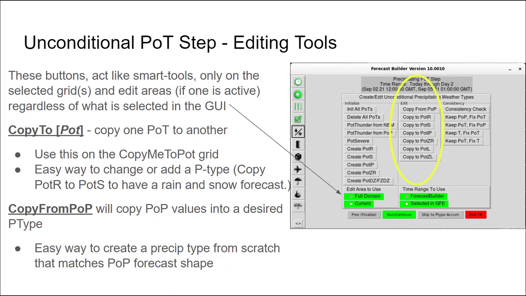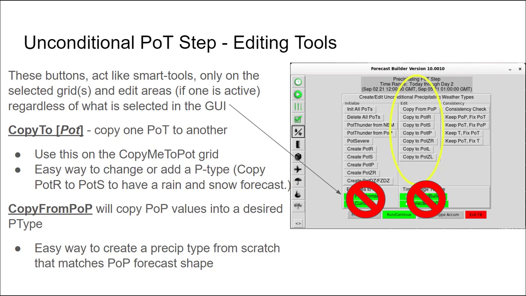The middle column are buttons that you can easily use to copy one precipitation type to another. These buttons act like smart tools, meaning they only work on the selected grid and on the edit areas if you have one. In other words, the choices here at the bottom of the GUI don't matter. The Copy To buttons all copy one pot to another pot. Always use the Copy To buttons on the Copy Me to Pot grid if you want to make things easy on you. These buttons are also an easy way to get a mixed forecast, like copying pot R to pot S when you want to get a mix of rain and snow in the forecast.